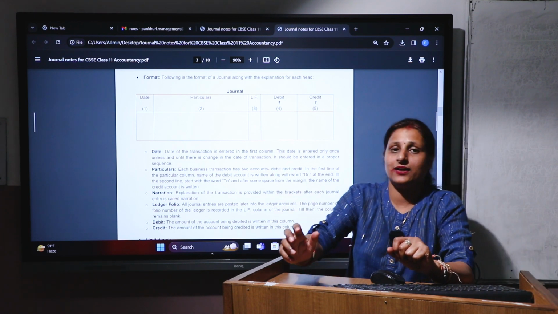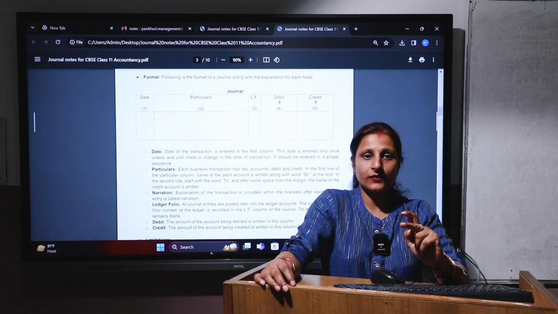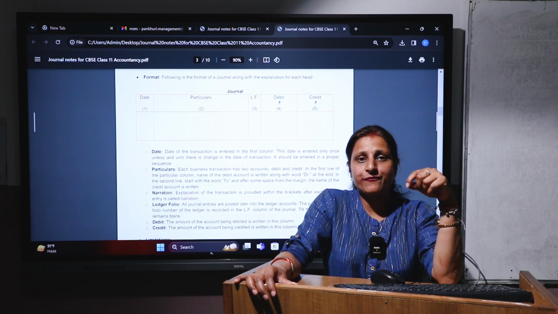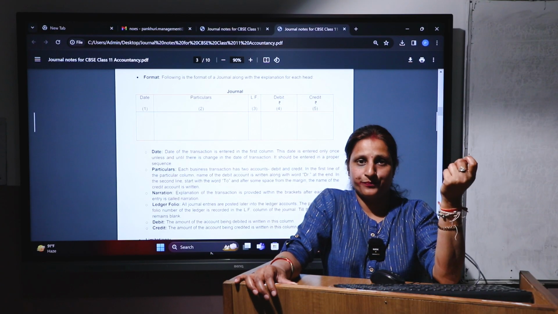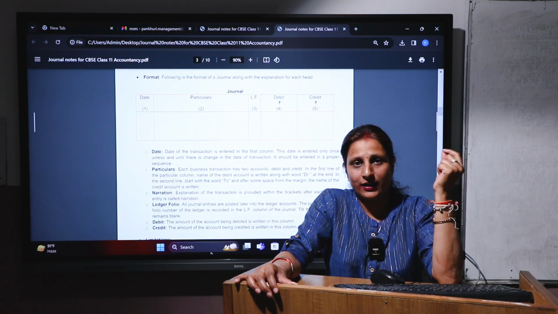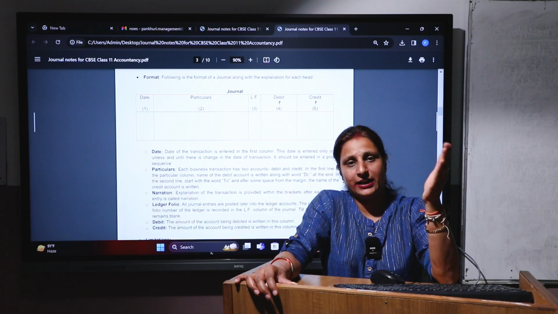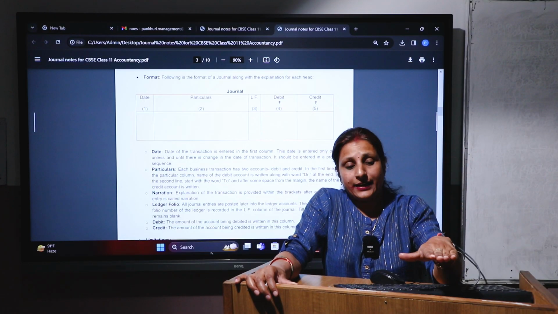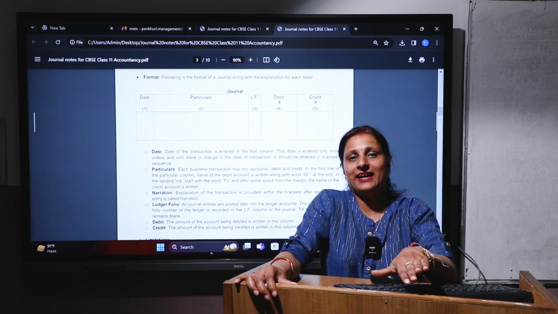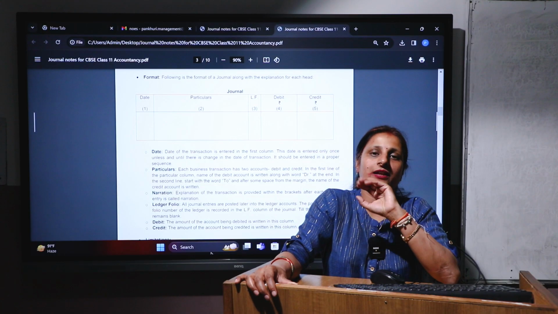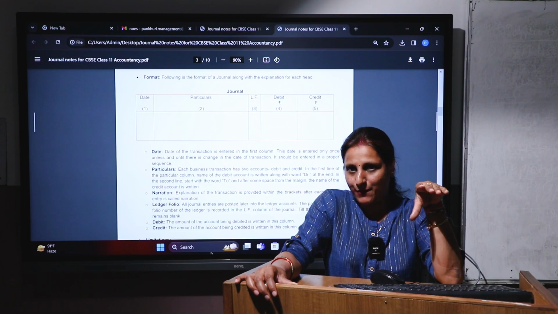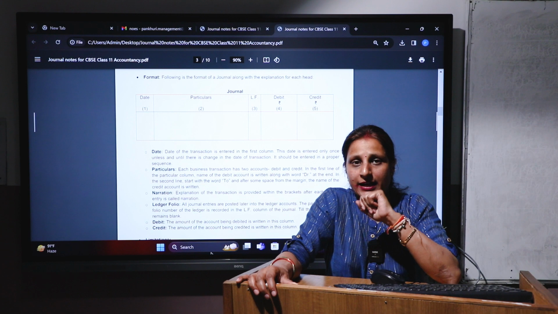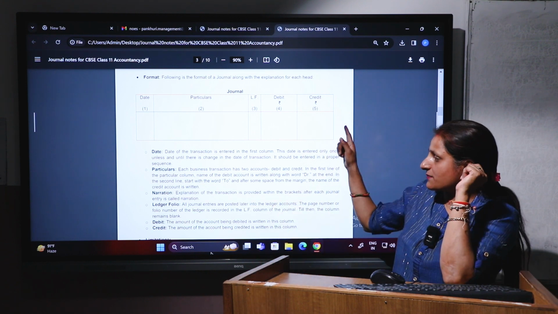The third column will be ledger folio. Ledger folio means the entry that I record in my journal will be posted in a particular ledger. In which ledger I have posted my entry, that number will come under ledger folio. At the time of recording the journal entry, you can't give this number, so at that time the ledger folio column is blank.